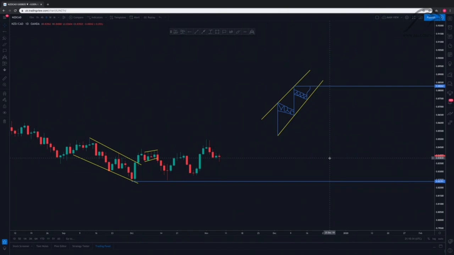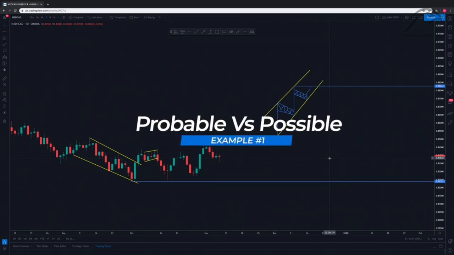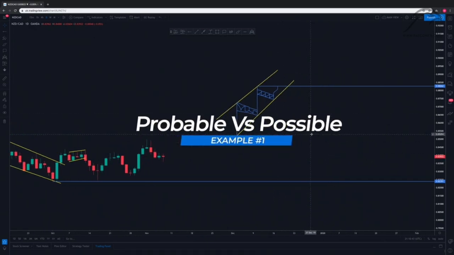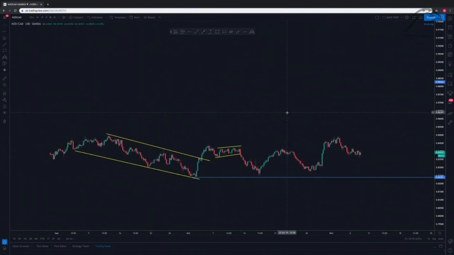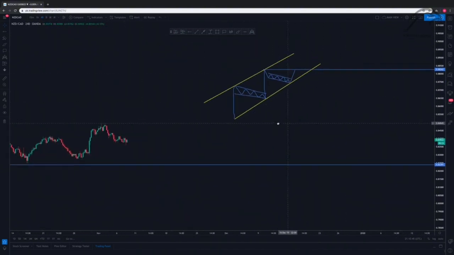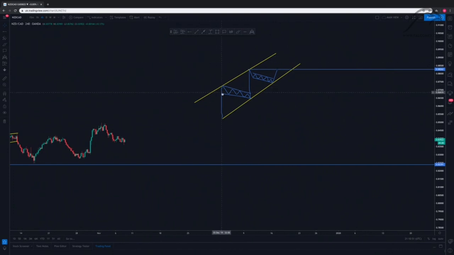Let's actually take a look at how important that is and what it looks like on the charts, starting off with New Zealand CAD. So here we have New Zealand CAD on the daily chart, and you can see what I've got drawn, this particular structure. Let's go to the lower degree, the 4 hour, to take a look at it even clearer. So this isn't to scale of course, but this is to understand what the probable and the possible means.